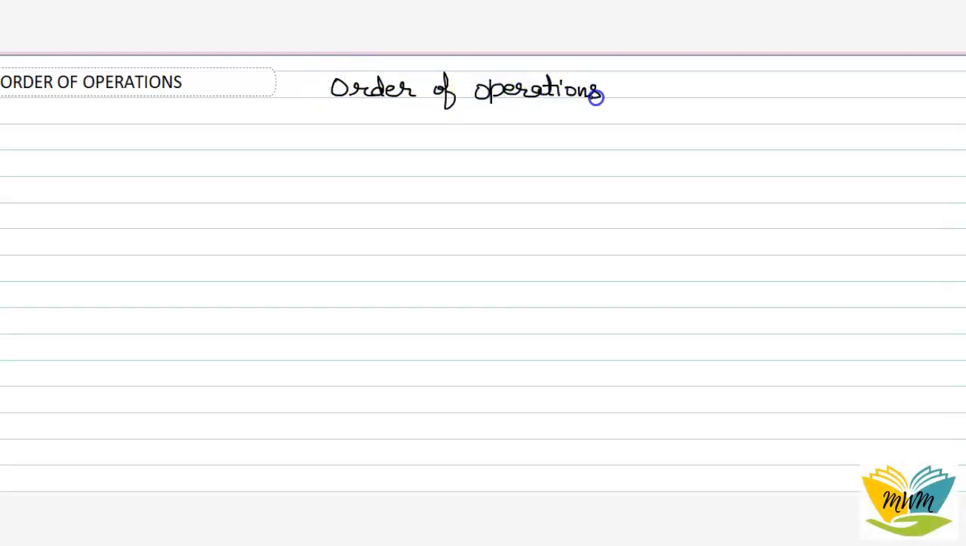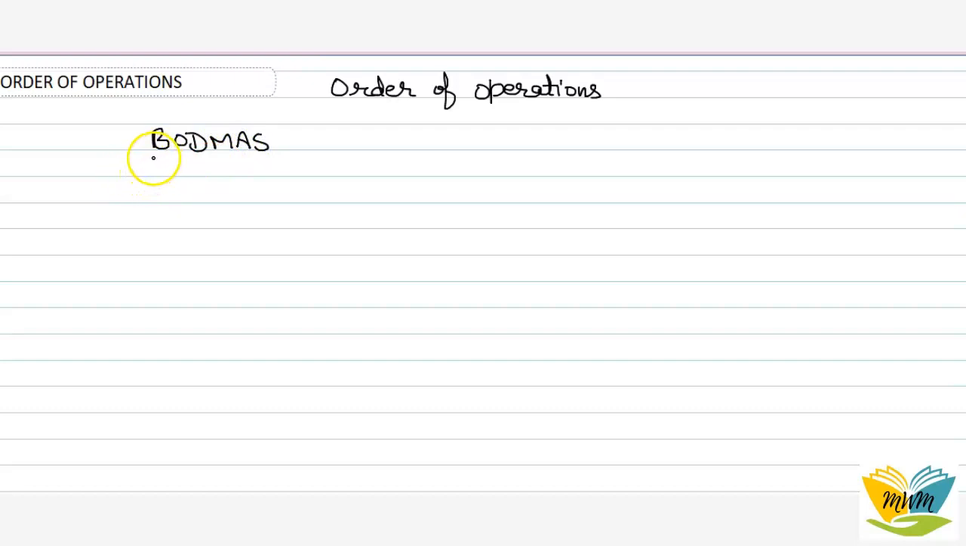Operations means mathematical operations, that means addition, subtraction, multiplication and division. Most of the students find it difficult to solve the sum by using proper order of operations. For this, we will use BODMAS rule. We perform the operations according to BODMAS.